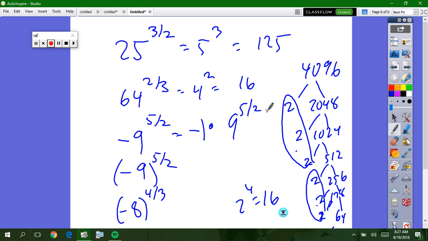Can I actually do that? What's the square root of 9? 3. 3 to the 5th. 81, 243, I think. Okay? So this is 243. -243. But on this one, can I have a square root of a negative number? So this one does not work.